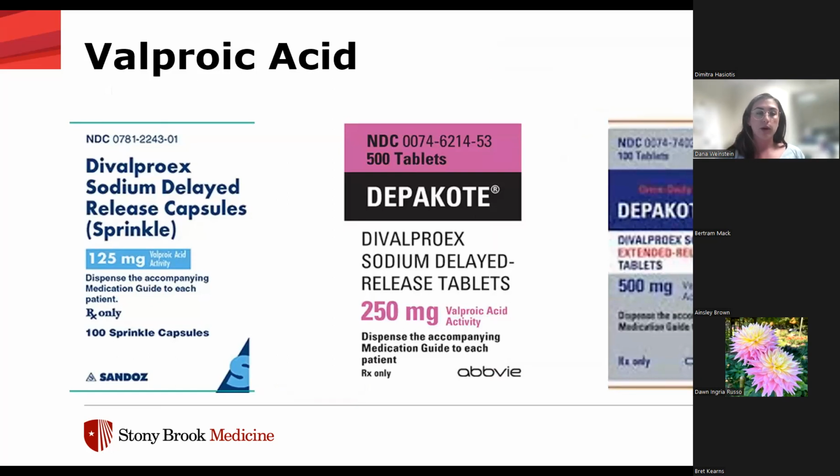So the next example is valproic acid, which as you can see comes in many formulations. So we have the divalproex delayed release sprinkles, as well as the delayed release tablets, as well as the extended release tablets. And these different formulations are not AB rated. And what that means is the FDA has something called an Orange Book where they list all of the medications that are therapeutically equivalent. And if they are, they get an AB rating. But these medications are not AB rated, deeming them not therapeutically equivalent, meaning that they are not interchangeable.